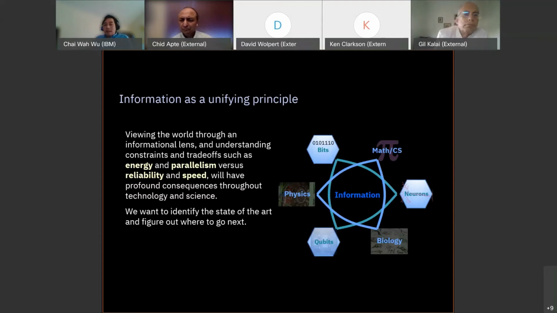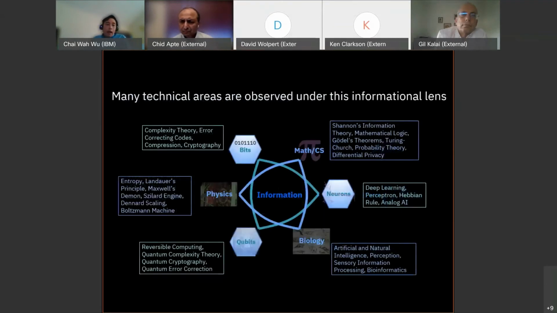So the goal of this initiative is to identify the state of the art and define where we go next. In this chart, we list some of the topics that we view through this informational lens. On one corner, we have the side of bit manipulation, such as error correcting codes, cryptography, compression, the data compression.